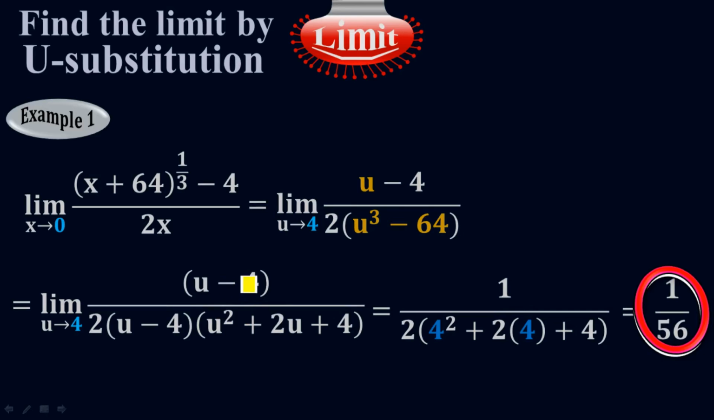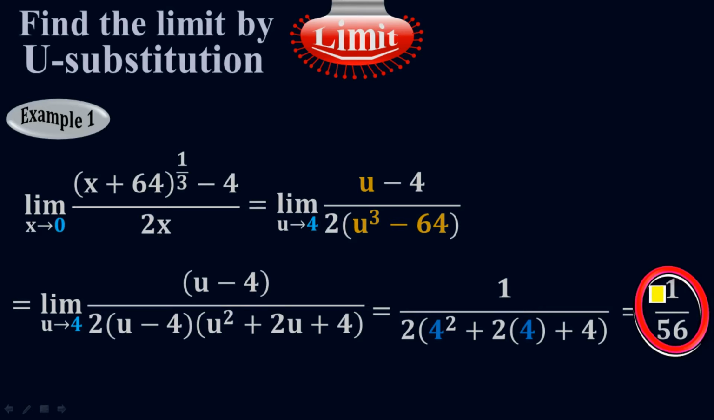I have u minus 4 in the numerator and u minus 4 in the denominator. So I'm going to cancel out this u minus 4 with the u minus 4 in the denominator, and I will be left with only 1 over 2 times u squared plus 2u plus 4. Since u approaches 4, now I'm going to put u equals 4 directly here. So u squared will be 4 squared, 2u will be 2 times 4. When I do the simplification here, I will get 1 over 56.